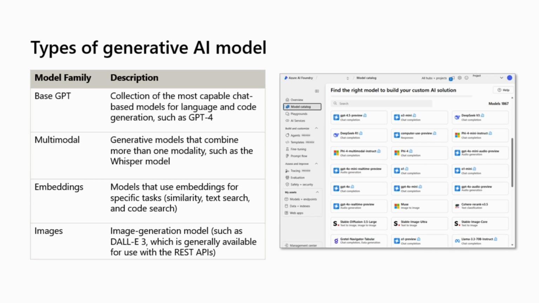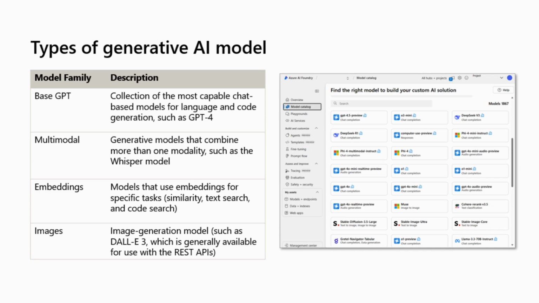Multimodal: this family is a collection of all the multimodal models, such as Whisper or text-to-speech. There is some overlap with the GPT models, such as GPT-4o, which has some multimodal functionality depending on the model. Embeddings: embeddings-based models make use of embeddings, a specialized form of data encoding for text, to optimize specific tasks, evaluating text for similarities, searching text, and searching code.